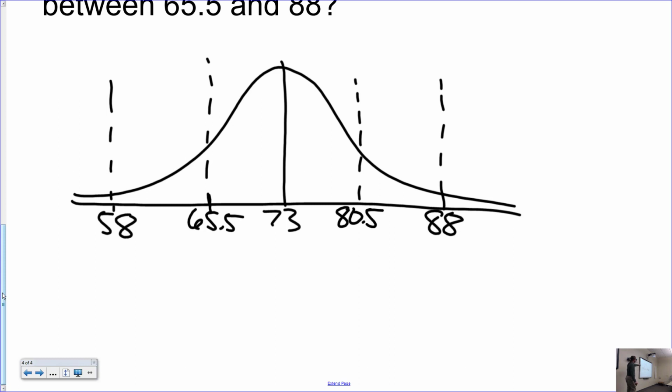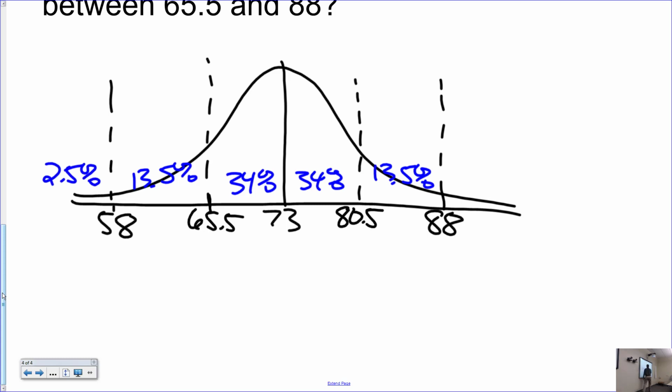Now, what are the percentages between those numbers? This one's 68%, does that sound right? But it's divided in 2, so it'll be 34. 34 is right here. Remember, this is symmetric, so the numbers are the same going out. What are the next 2 numbers? 13.5 and 13.5. And then last but not least, on the outside edges, 2.5 and 2.5. The numbers in blue, folks, up there are always the same for every normal curve, okay?